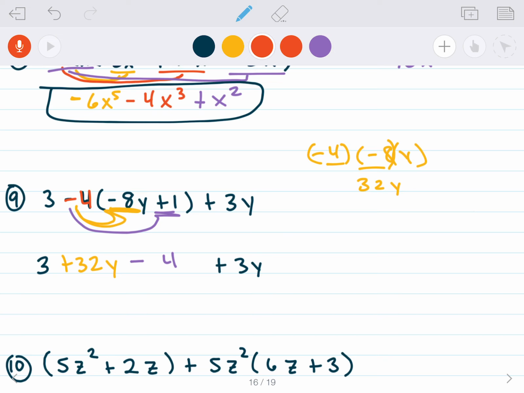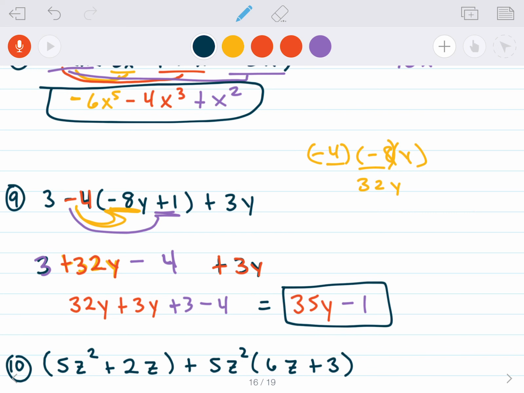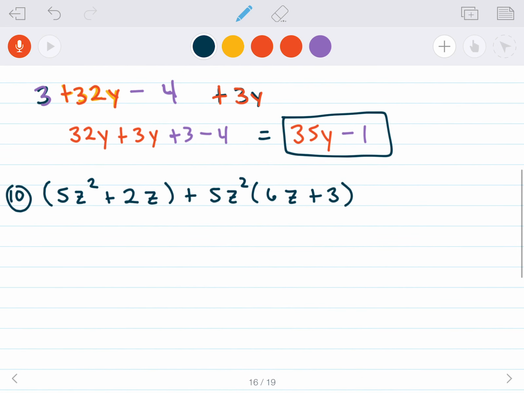Okay. Combine like terms. I have a positive 32y, and I have a positive 3y. And then for my constants, I have a negative 4 and a positive 3. So I'll just rewrite just to get the point across here. So the positive 3, I'm adding that plus because now it's not in the front anymore. Okay. Combining like terms, 32 and 3 makes 35y. 3 minus 4 makes a negative 1. And that is simplified. Alright, let's do this crazy thing right here.